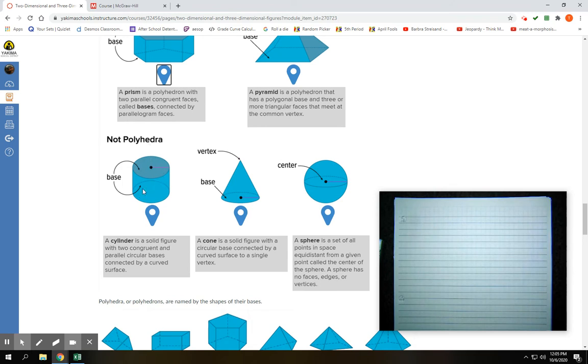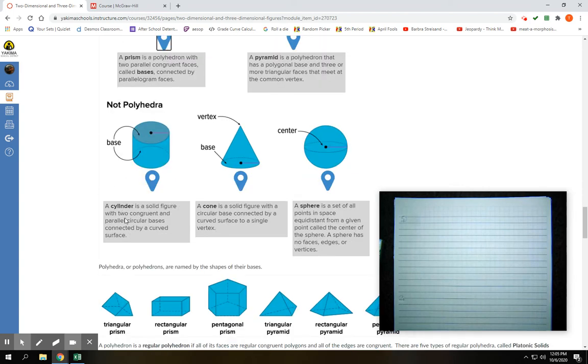Right? Cylinder. This cylinder is not a polyhedron. It's round. A cylinder is a solid figure with two congruent and parallel circular bases connected by a curved surface. So not a polyhedron. A cone is a solid figure with a single base connected by a curved surface to a single vertex, but not a polyhedron. A sphere is a set of all points in space equidistant from a given point, called the center. The sphere has no faces, edges, or vertices, so not a polyhedron.